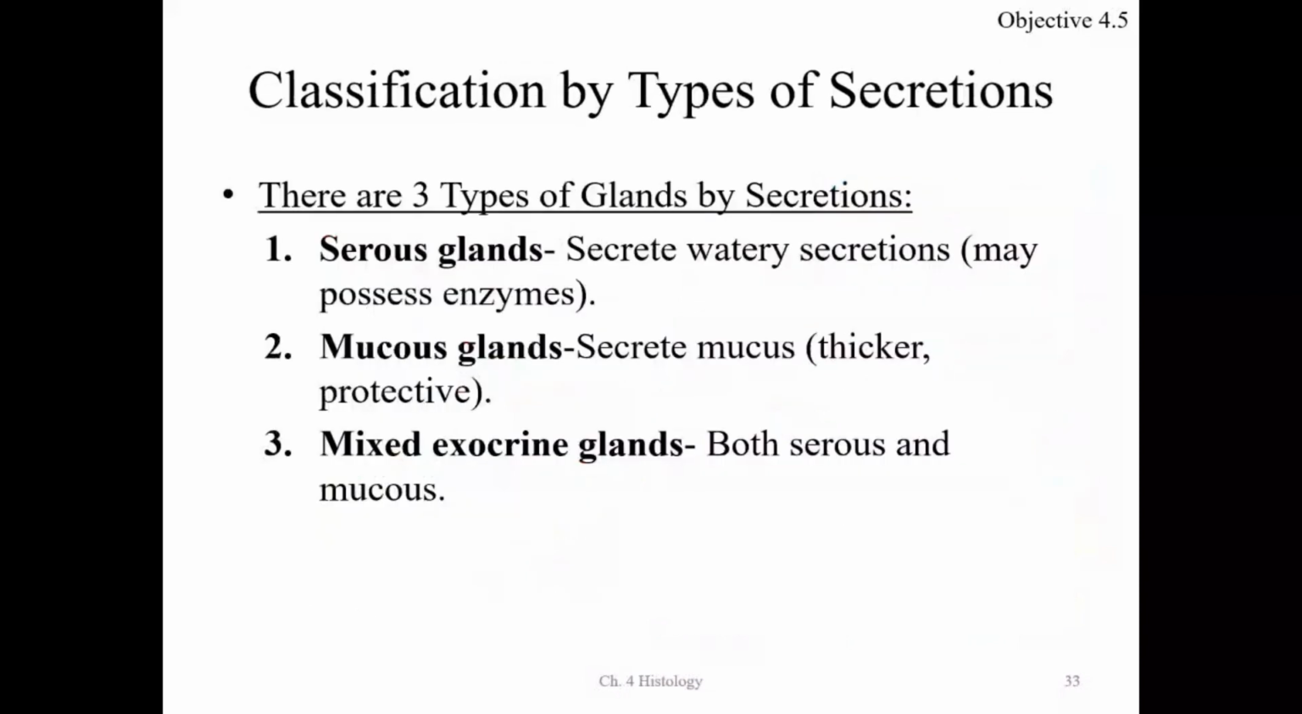All right, serous glands. Now this has to do with what they secrete. Serous glands make very watery secretions, like things that have enzymes, like saliva. Mucus glands make mucus, and mixed glands make both serous and mucus. Your salivary glands are mixed. They make both serous secretions and mucusy secretions. Okay.